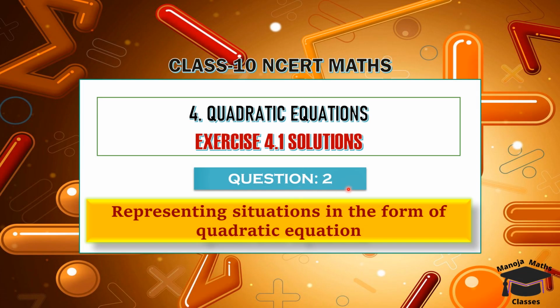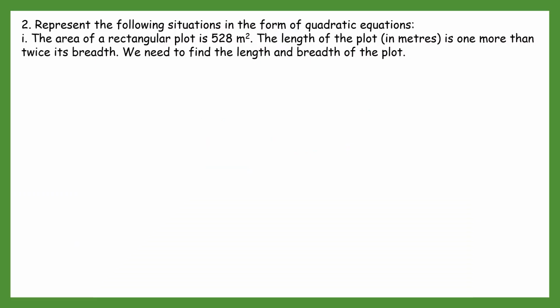Today let's solve question number 2 in exercise 4.1, chapter Quadratic Equations, class 10 NCERT Maths. The topic is representing situations in the form of quadratic equations. Represent the following situations in the form of quadratic equations. The area of a rectangular plot is 528 meters square. The length of the plot is 1 more than twice its breadth. We need to find the length and breadth of the plot. They are just asking to represent the situation in the form of quadratic equations.